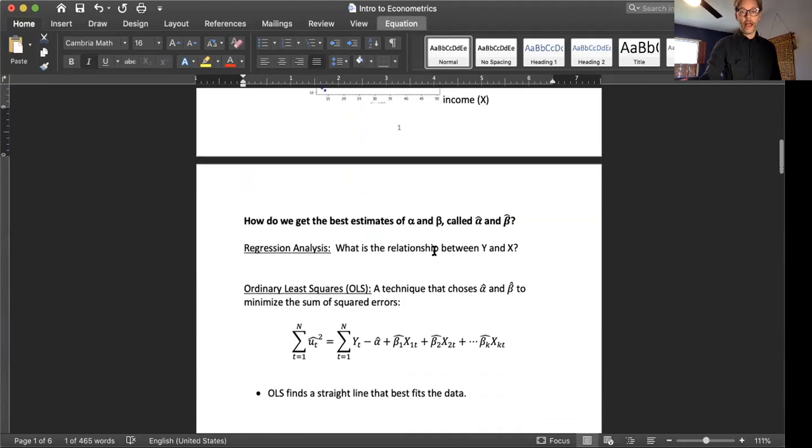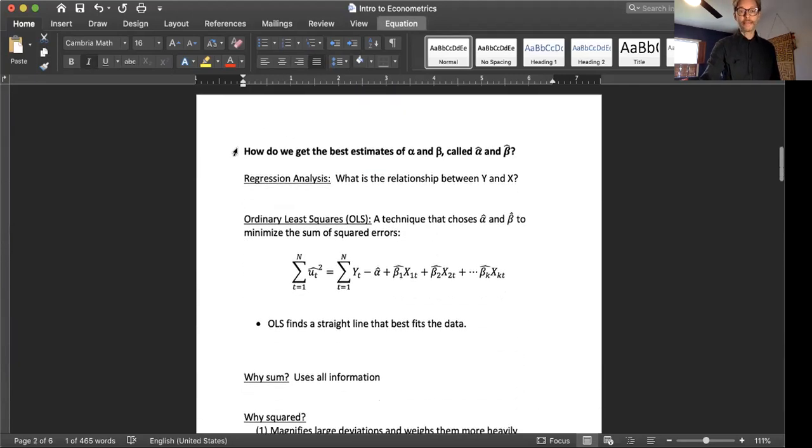So how do we do that, right? How do we get the best estimates of alpha and beta? In regression analysis, we call these estimates alpha hat and beta hat. The hat here denotes that they're estimates of alpha and beta, because we never know the true, quote unquote, true alpha and beta, right? We never know the true intercept and the true coefficient. We just can obtain estimates. And that's what regression analysis is. Regression analysis is figuring out what the estimated relationship between X and Y is.